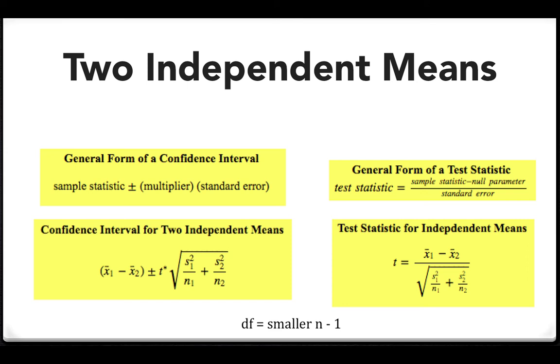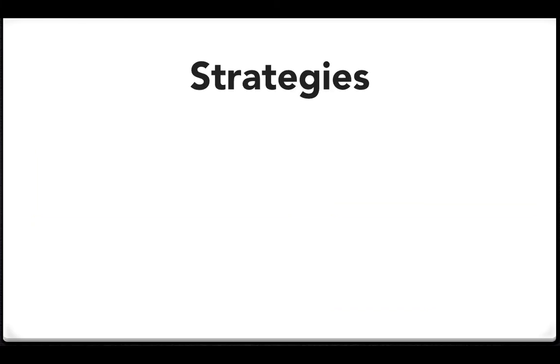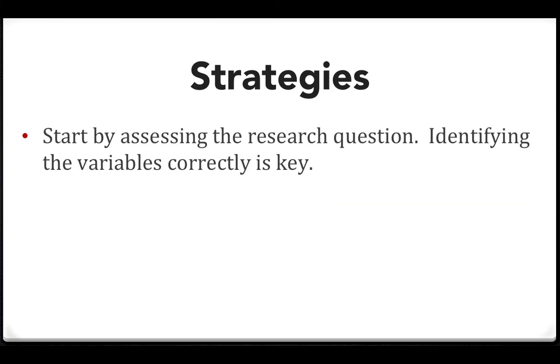Before I leave you, I want to review a few strategies to help you get through this week. Start by assessing the research question. Identifying the variables correctly is key. You need to be able to read a scenario and determine if the response variable is categorical or quantitative, so that you know if you're dealing with a proportion or a mean. And you need to know if you have one sample, paired samples, or independent samples.